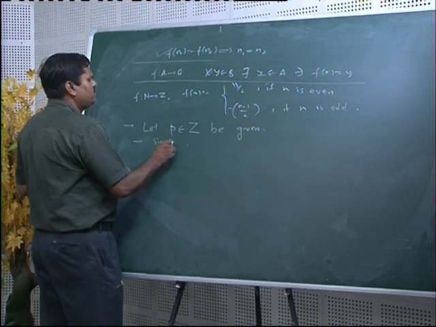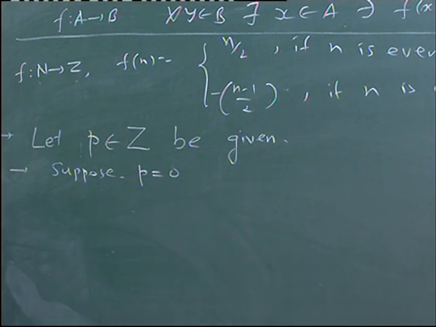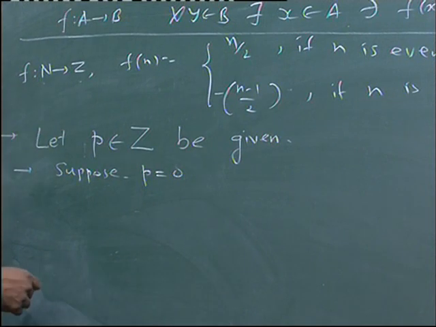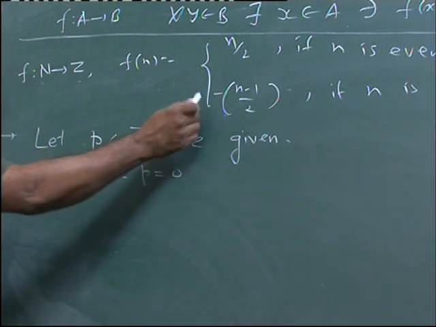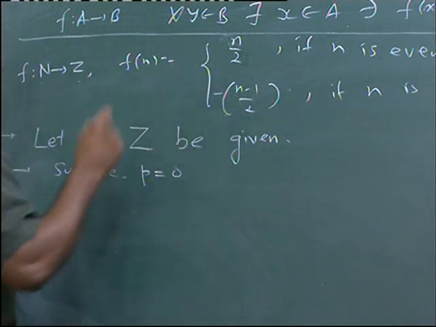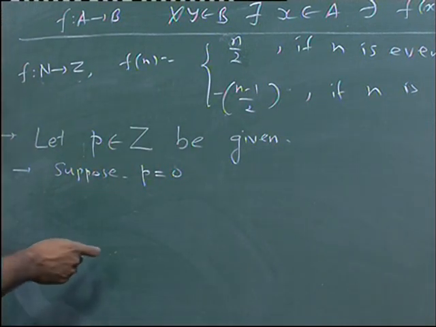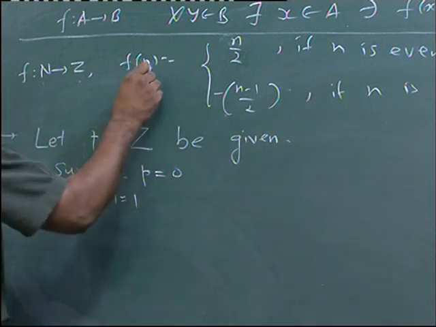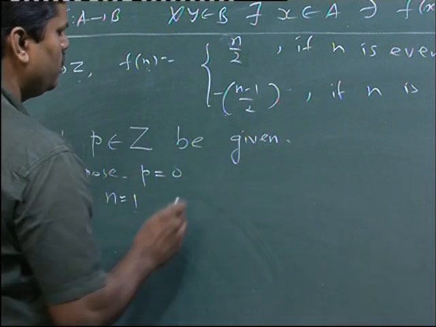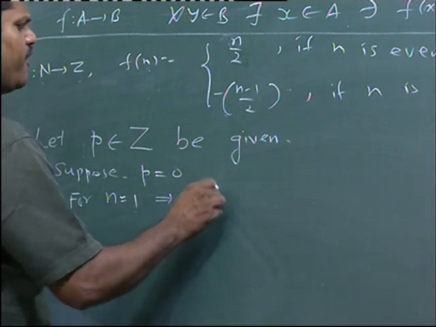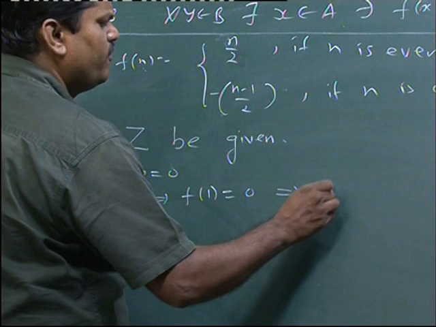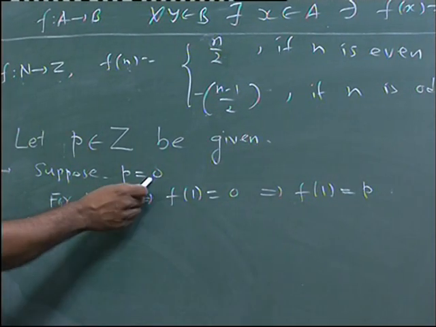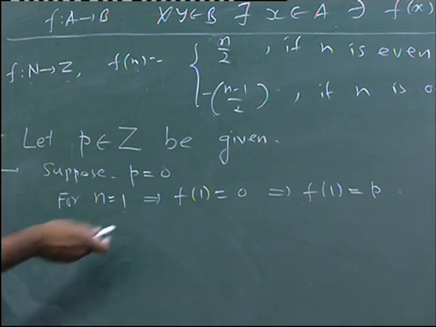Suppose p is equal to 0. If p is equal to 0, then at which point will you get the value of the function 0? You see the formula, this is the formula of the function. Here it is n by 2 and here it is minus of (n minus 1) by 2. It is easy to see that for n equal to 1, 1 is odd, so (1 minus 1) by 2 is 0. So, at n equal to 1, we have f(1) equal to 0, that is f(1) equals p. Thus it is proved in this case: for p equal to 0, there is 1 belonging to N such that f(1) is equal to p.